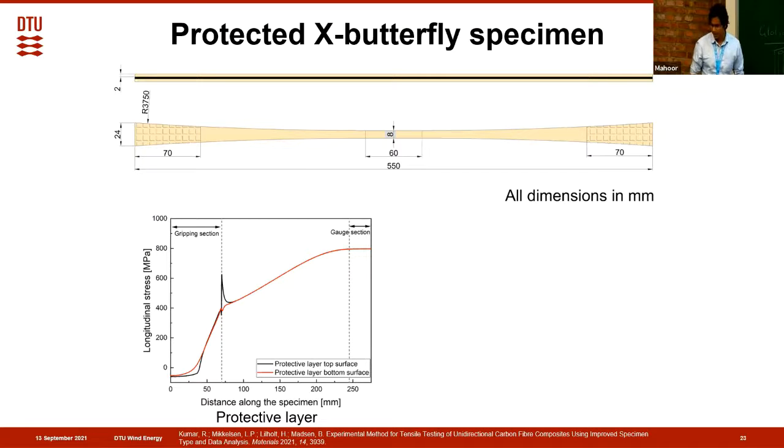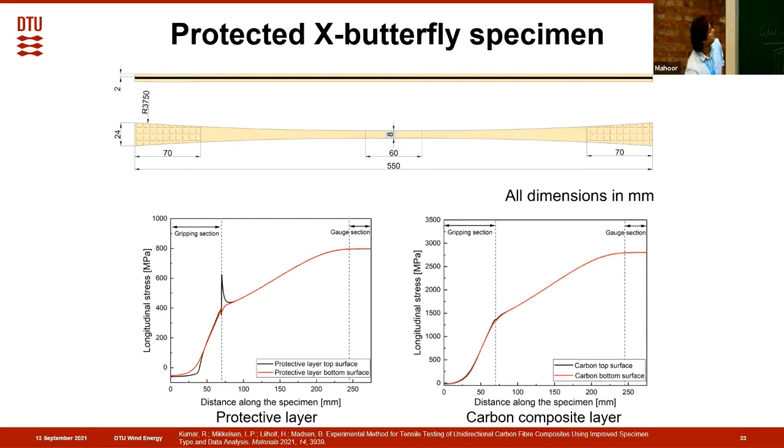So we tried to do some finite element analysis of this study to see how well this protective layer works. As you can see here, the black line is the protective layer on the top surface. And this peak you see here is at the end of the grips, where there exists a stress concentration point. And the red line is the bottom layer of the carbon. So this protective layer is able to remove or absorb all the stress concentration on the surface, and in the middle carbon layer, there is no stress concentration.